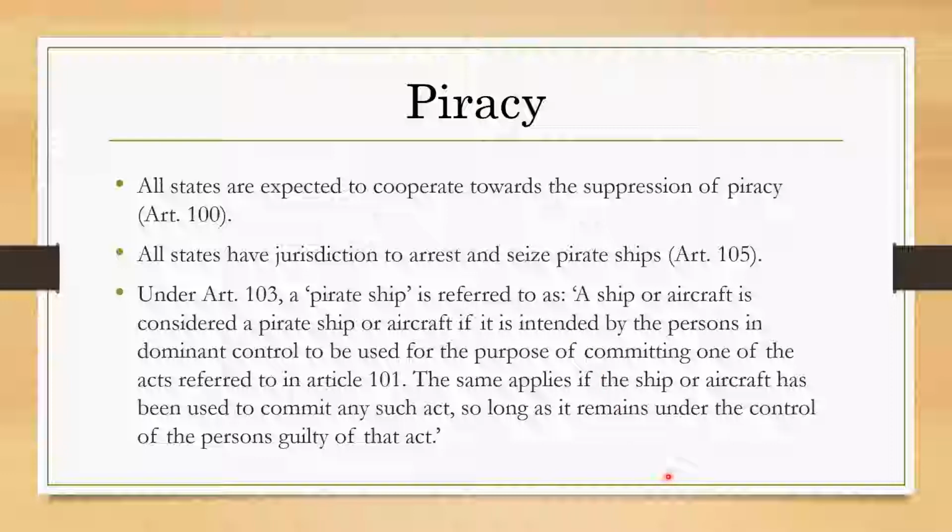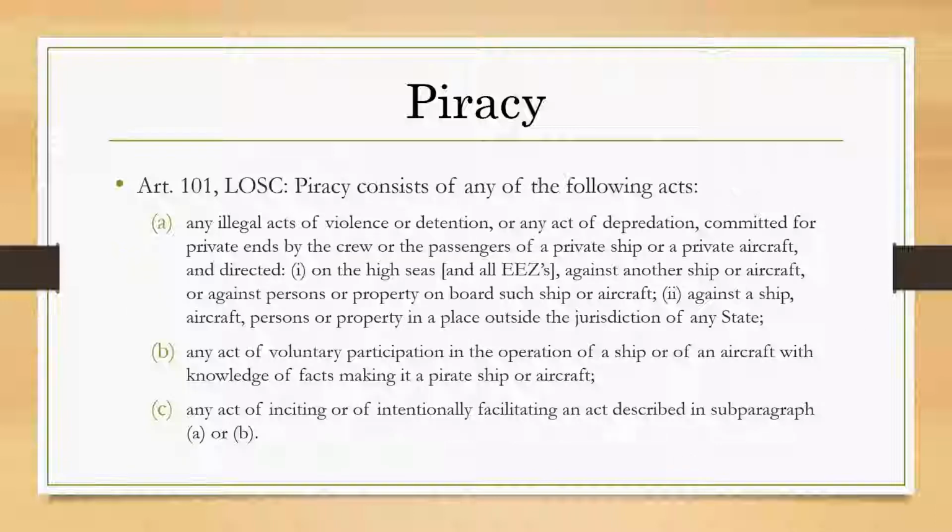So then you question what's a pirate ship. Well, Article 103 says it's a ship or an aircraft which is intended by the persons in dominant control to be used for committing one of the acts referred to in Article 101, or if it has been used to carry out one of the acts in Article 101. So then what does Article 101 say?